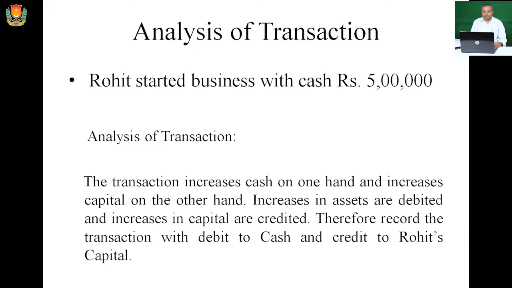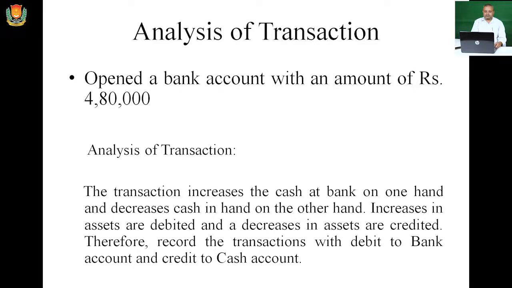Therefore, record the transaction with debit to cash and credit to Rohit's capital. The second transaction we have taken is opened a bank account with an amount of rupees 4,80,000. If we analyze this transaction, we find that the transaction increases the cash at bank on the one hand and decreases cash in hand on the other hand. Increases in assets are debited and decreases in assets are credited. Therefore, record the transaction with debit to bank account and credit to cash account.